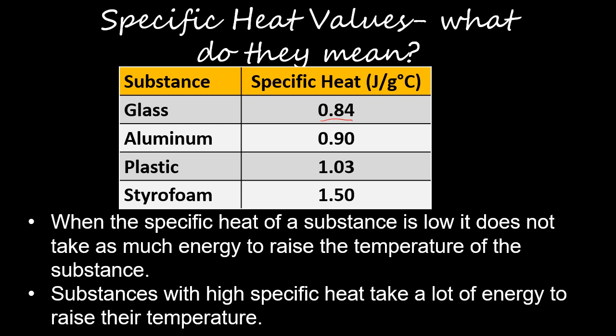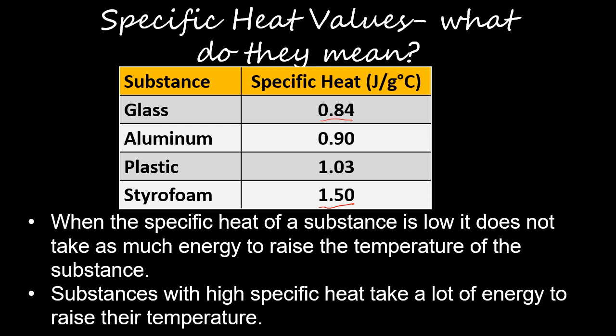Specific heat values don't have a very big range. Some of them are less than 1, some are a little bit more than 1. A few of them can be higher, but there's not a very big range of numbers there. So what does it mean? Glass having a lower specific heat means that it's able to absorb energy or transfer energy really well, really easily. It doesn't take as much energy to heat it up or cool it down. Styrofoam, however, being a higher specific heat, would take more energy, so 1.50 joules versus 0.84 for glass, to heat up. So if I want to heat up a chunk of styrofoam, it's going to have to absorb more energy to actually change its temperature, to raise its temperature, than, say, glass would.